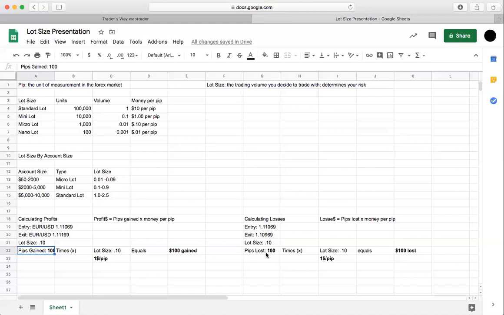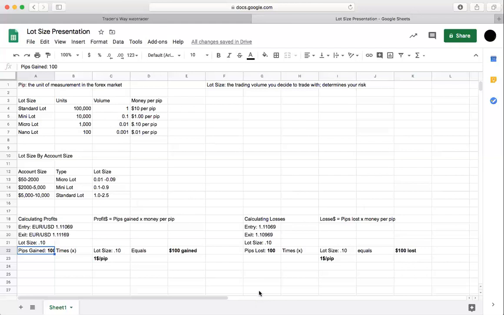And we would take those 100 pips that we lost, multiply it times the lot size that we had in that trade, which was 0.10, right? And so 0.10, if you look here, it tells us 0.10 is $1 per pip. So that's what we have here, $1 per pip. And so 100 times $1 per pip, which would have led us to be here, $100 lost, right? So once again, in order to calculate your profits, you take the pips gain times the money per pip that corresponds to your lot size. In order to calculate your losses, you take your pips lost and multiply it times your money per pip that corresponds to your lot size.